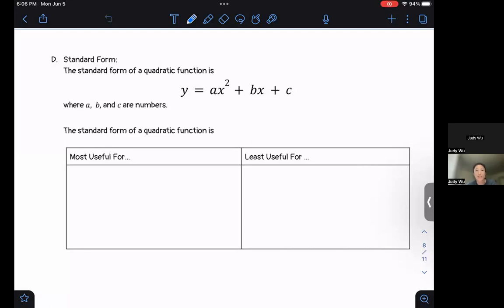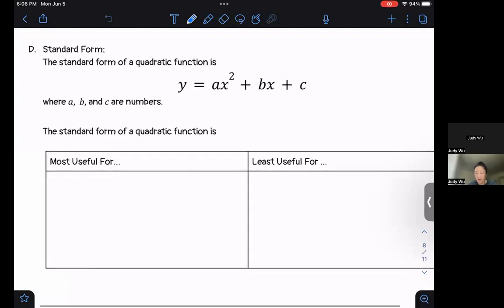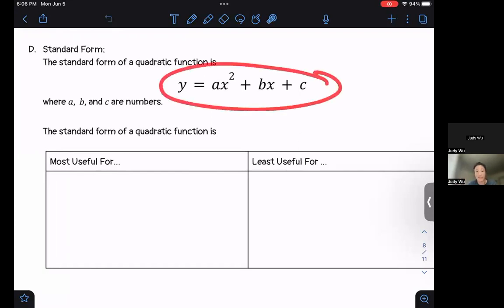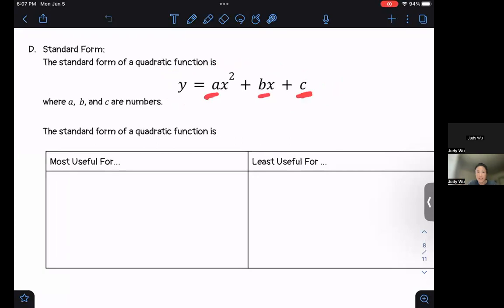In this video, we're going to talk about the standard form of the quadratic function. This might be one that's familiar to us. Unlike the factored form, which is sort of like two sets of parentheses, and the vertex form, which was like one parentheses, there are no parentheses here. Instead, we have these numbers, a, b, and c, next to our x squared, x, and our constant.